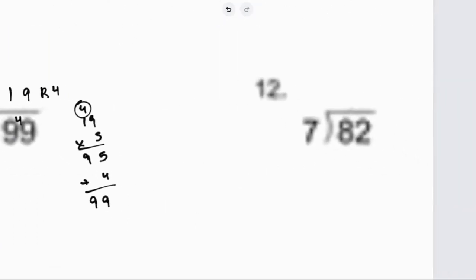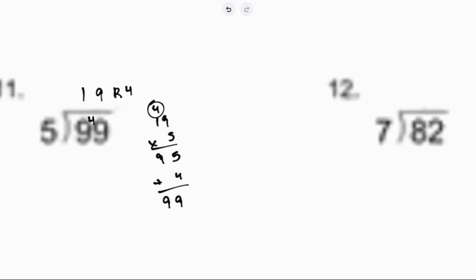The last one that we have is 82 divided by 7. 7 goes in 1 time, then you have left over 12. 12 divided by 7 is 1, remainder 5. So that's your final answer, and you can check that on the side. 11 times 7, you should know it in your head, is 77, plus our remainder, which is 5, is equal to 82.